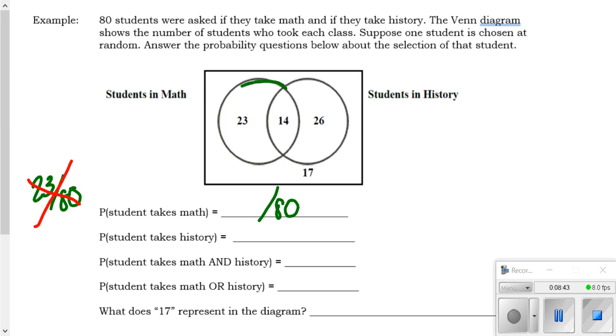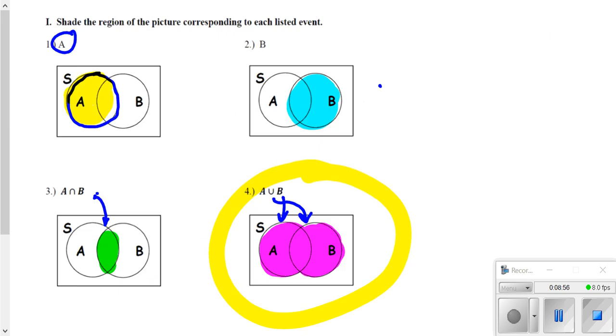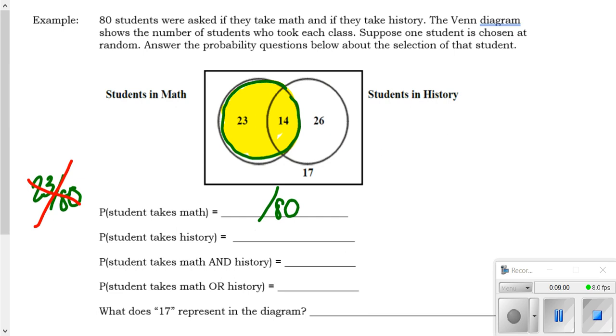If you think about that highlighting that we just did, if I said highlight the group that took math, hopefully you'd highlight all of this circle, just like back here, you highlighted circle A and you included the overlap. So it's the same strategy here, okay? So we'd have 23 and 14. So that's a total of 37.